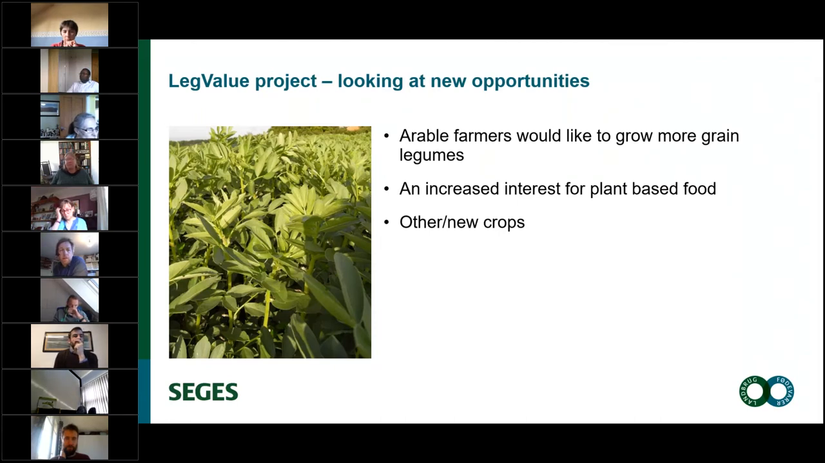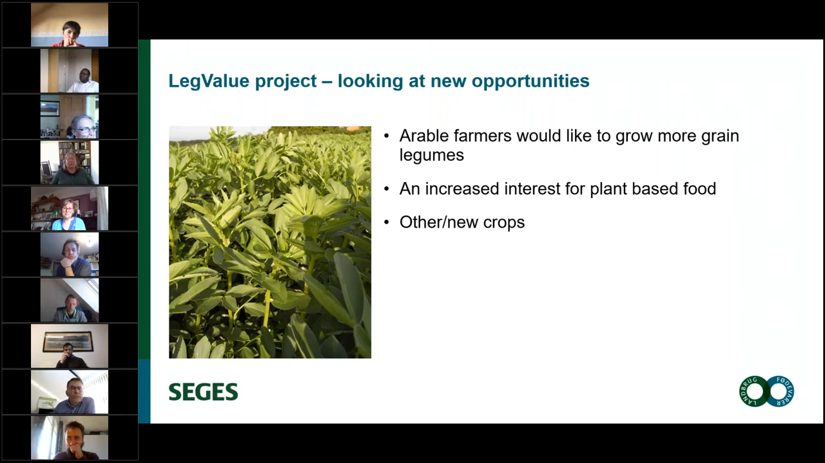You can say in the leg value project, we had this focus on the faba beans, but the arable farmers in general want to grow more grain legumes. And there's an increased interest in plant-based foods. In that case, it's also interesting if it's possible to use the faba beans for that purpose. As it is right now, the most interest from the consumers and the companies is regarding peas, but in some cases, faba bean can be used as well.